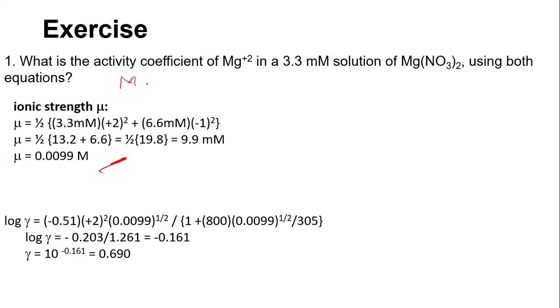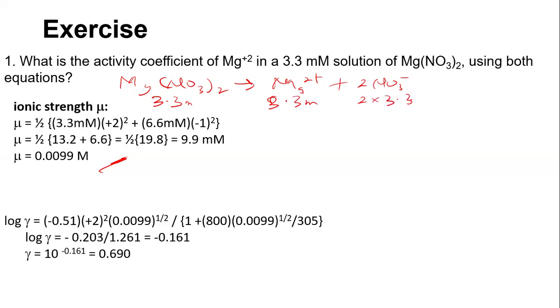The equation will be Mg(NO3)2 dissociating to give me Mg2+ and 2 of the nitrate ions. Good, so that is what we have here. Now the concentration here is 3.3 millimolar. This one will still be 3.3 millimolar, but this one will be 2 times 3.3 millimolar, which gives 6.6 millimolar. So that is what we have here, the 6.6 times -1 all squared. This is the 2, so the +2 squared, you have 3.3 there.